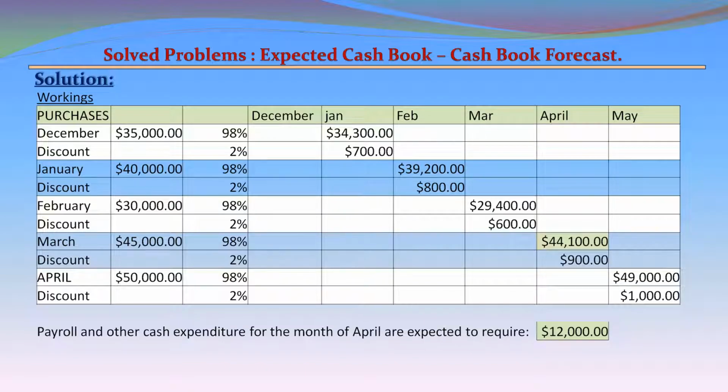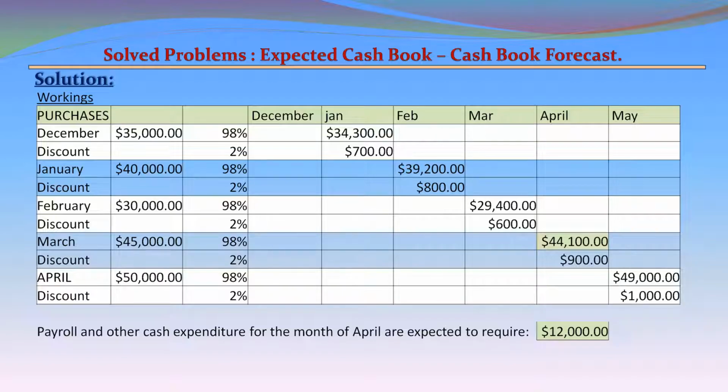December purchases are 35,000 and 98% of 35,000 is paid in December. Following the month of December, 2% discount we got, 700. It is recorded separately from the cash book. In January 40,000, 98% of 40,000 is paid in February, 39,200. In February 30,000, 98% of 30,000 is paid in March, 29,400. March purchases 45,000, 98% of 45,000, 44,100, is paid in April. April purchases 50,000, 98% of 50,000, 49,000, is paid in the month of May.